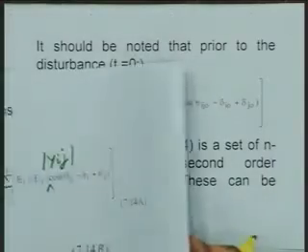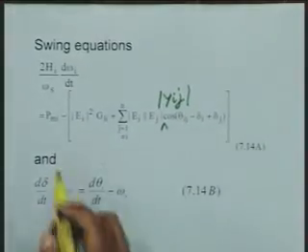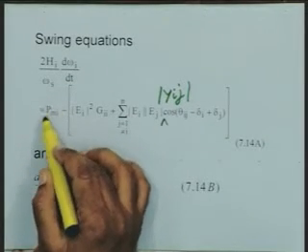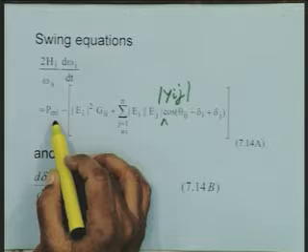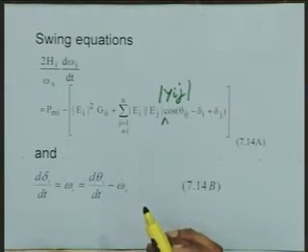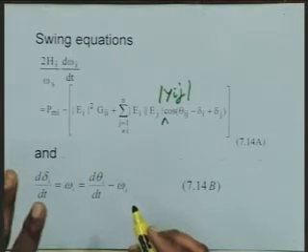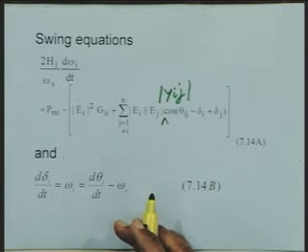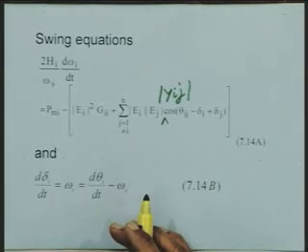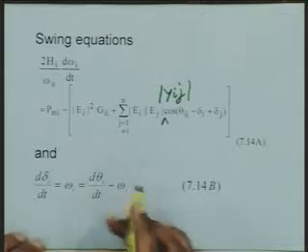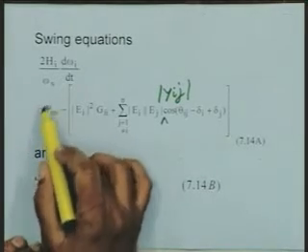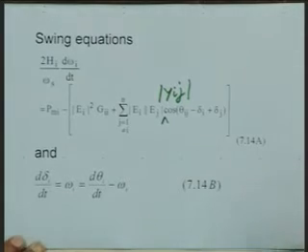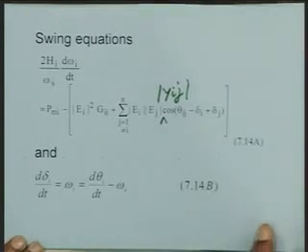Now, we need the information of what is the mechanical power input to the machines, PMi, and we assume that this PMi is constant over the transient period. That is, the mechanical power input to all the machines is assumed to be constant. Therefore, there is a necessity to find out what will be the mechanical power input initially.